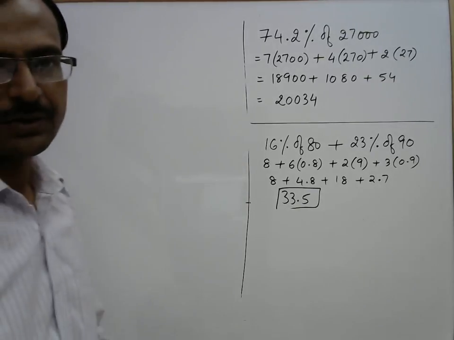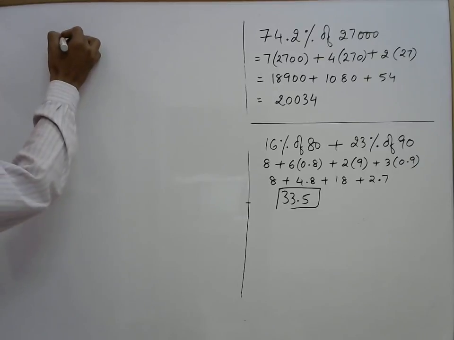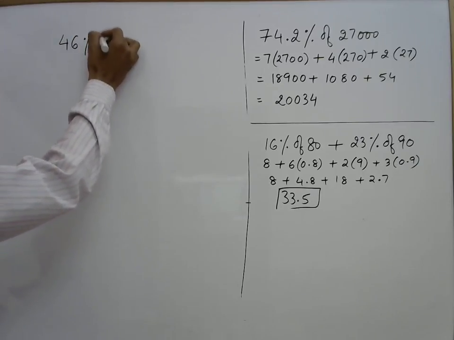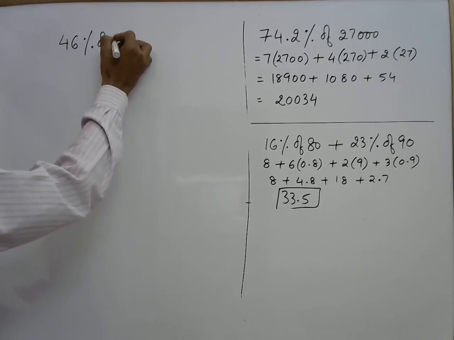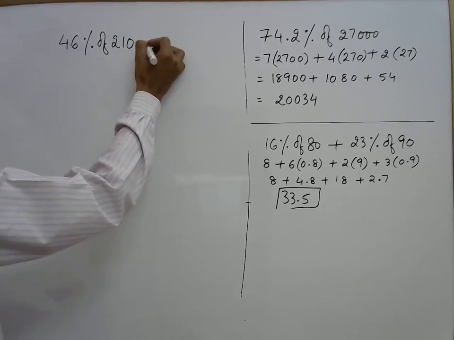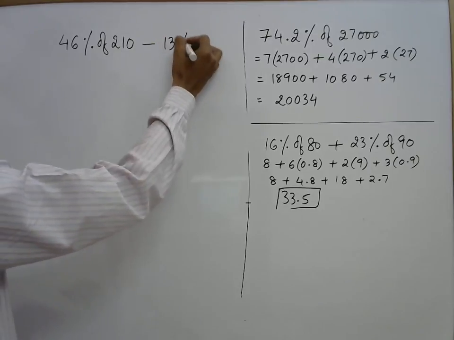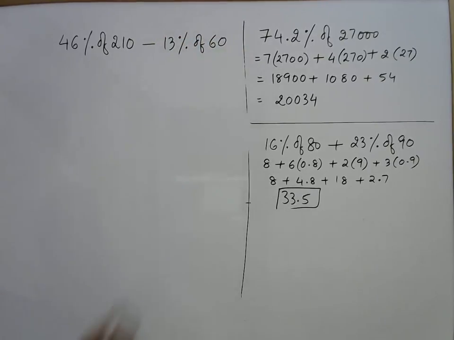So let's have the combination again. You have 46% of 210 minus 13% of 60. Okay, 46% of 210 minus 13% of 60. Remember, there is a minus sign in between now. You need to subtract all the terms after the negative sign.